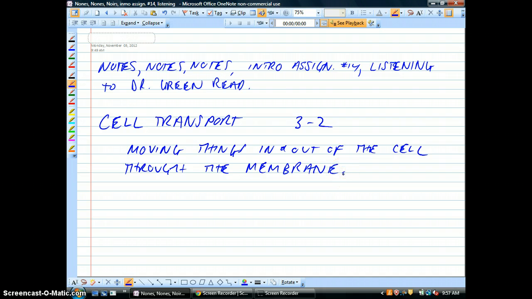Cells have to get things in and out, otherwise they would die. If they were totally sealed off like a plastic bag, like a Ziploc bag, then they would die quickly. And they wouldn't be able to do anything either. They wouldn't be able to put anything out. So, moving things through the membrane.